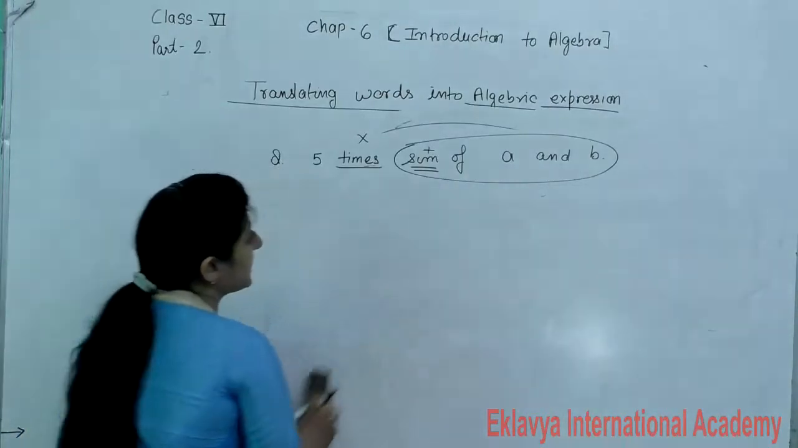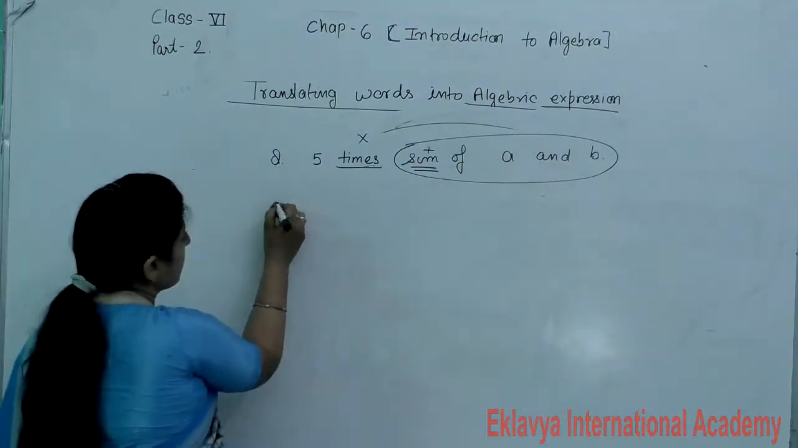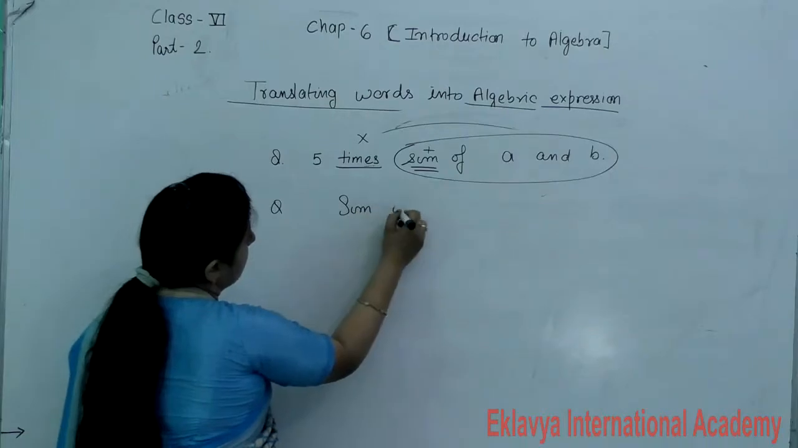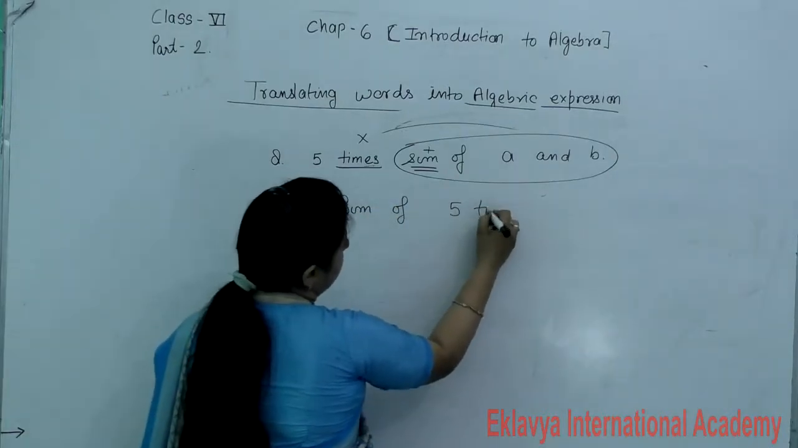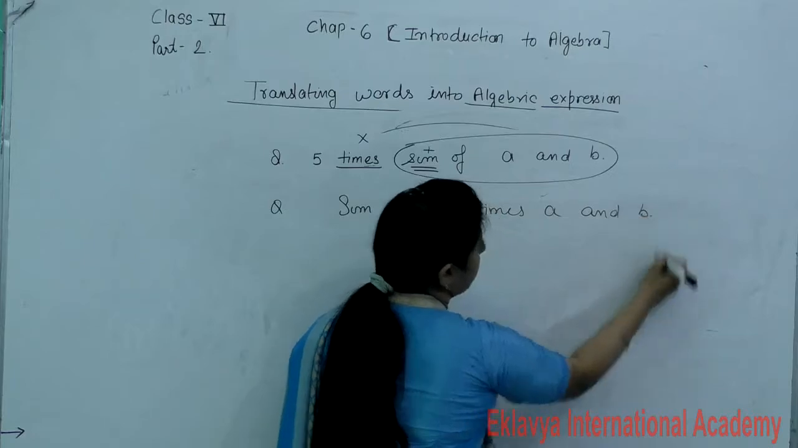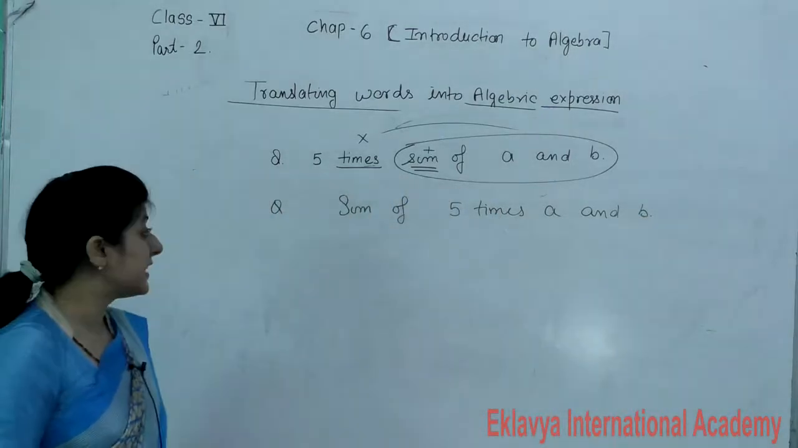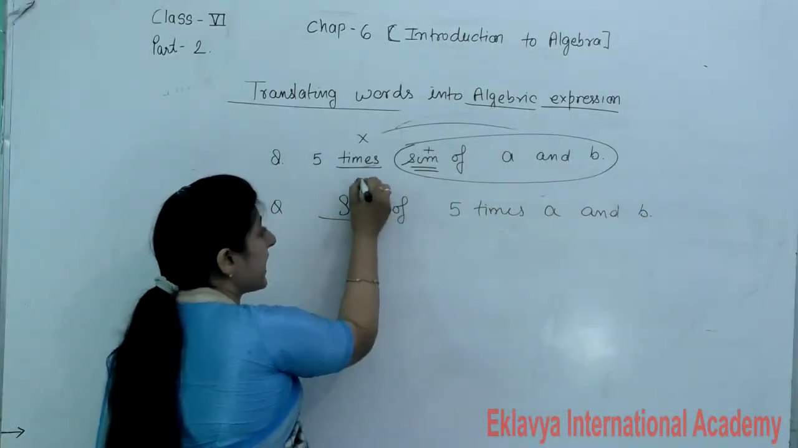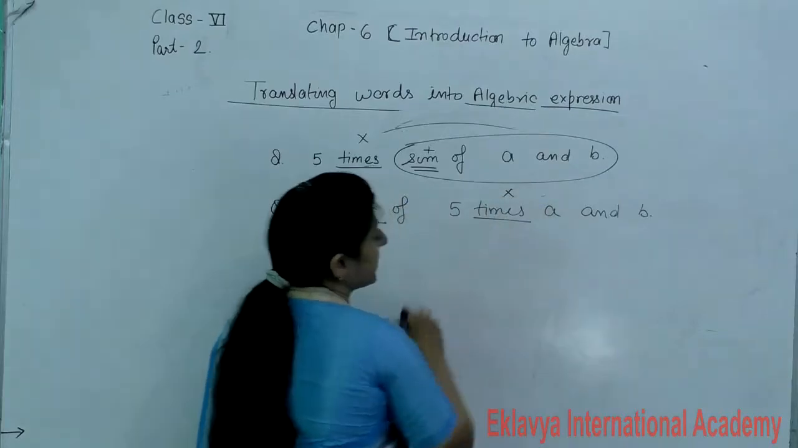This question is like this: sum of 5 times A and B. Now this is a different thing. Sum means addition, times means multiplication.